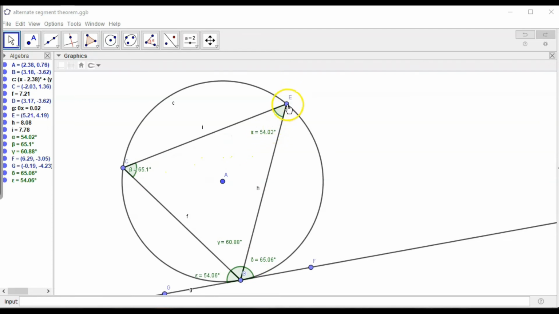Now, if I should consider the angle EDF, the value is approximately 65.06 degrees. EDF is 65.06 degrees. And then the value of ECD is also 65.1 degrees approximately. Now, you realize that if I approximate it to the nearest 1 decimal place, you are going to obtain the same value, 65.1 degrees.